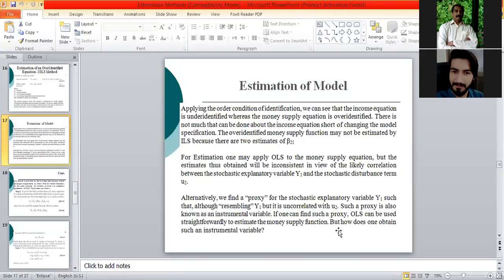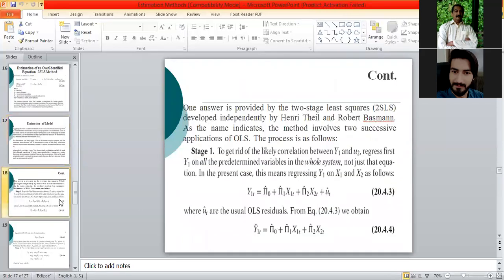But how does one obtain the proxy variables? The question is how one obtains these proxy variables. One answer is provided by two-stage least squares. Two-stage least squares helps us in obtaining the proxy variables. How?